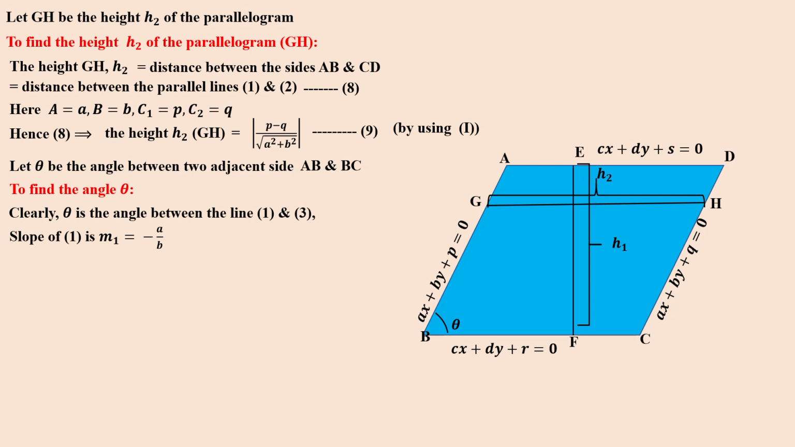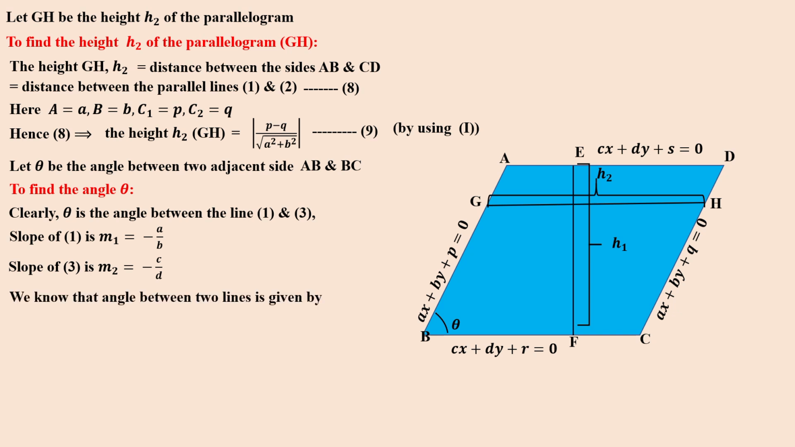So the slope of line 1, let it be m1, is equal to minus a by b, and the slope of line 3, let it be m2, is equal to minus c by d, right? If ax plus by plus c equal to 0 is the line, then the slope of that line is minus a by b. So we are using that formula. For line 1, the slope is m1, equal to minus a by b. For line 3, the slope is m2, equal to minus c by d.